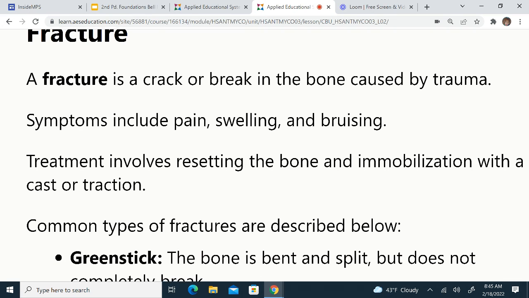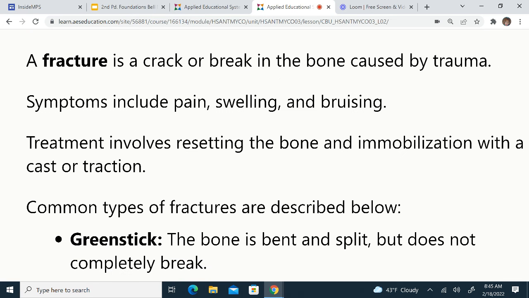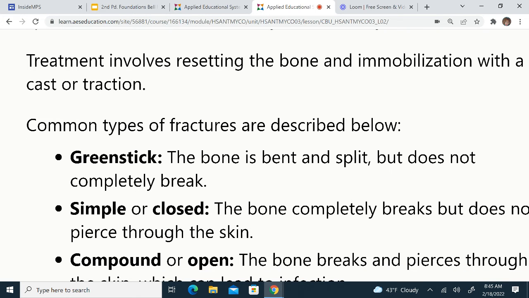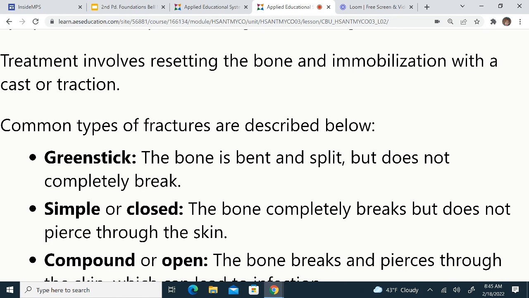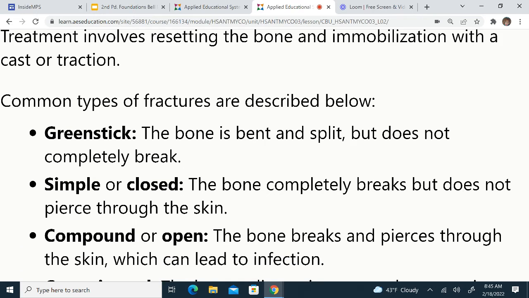All right, so you have different types of fractures. You have one that's called a greenstick. A greenstick fracture is when the bone is bent and split but does not completely break. Then you have a simple or closed one, where the bone completely breaks but does not pierce through the skin. You have compound or open, where the bone breaks and pierces through the skin, which can lead to infection. So it'll break and a piece of it will stick through the person's skin.